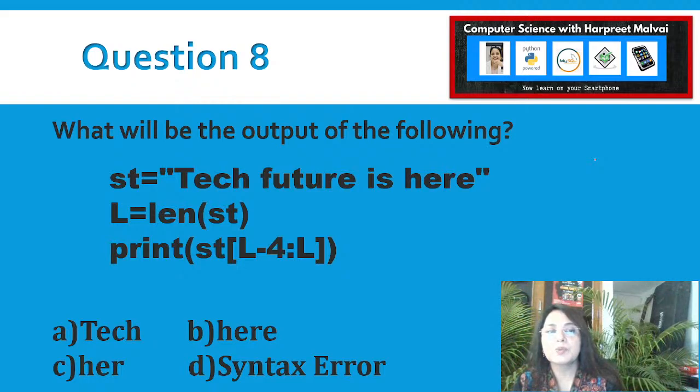So here's the next one where we have a string. We have the length of the string and we are going to print a slice out of the string, which is L minus 4 colon L. Okay, so let's see the answer here.